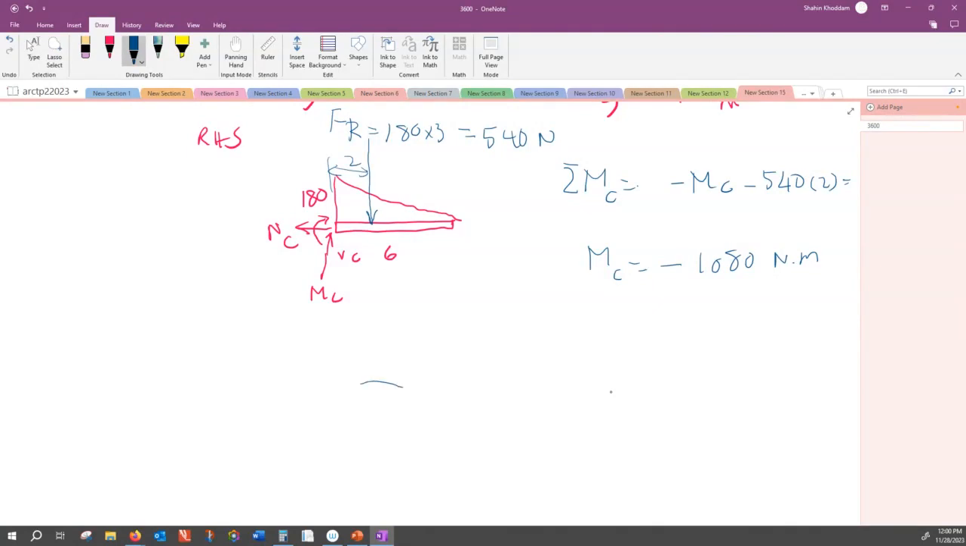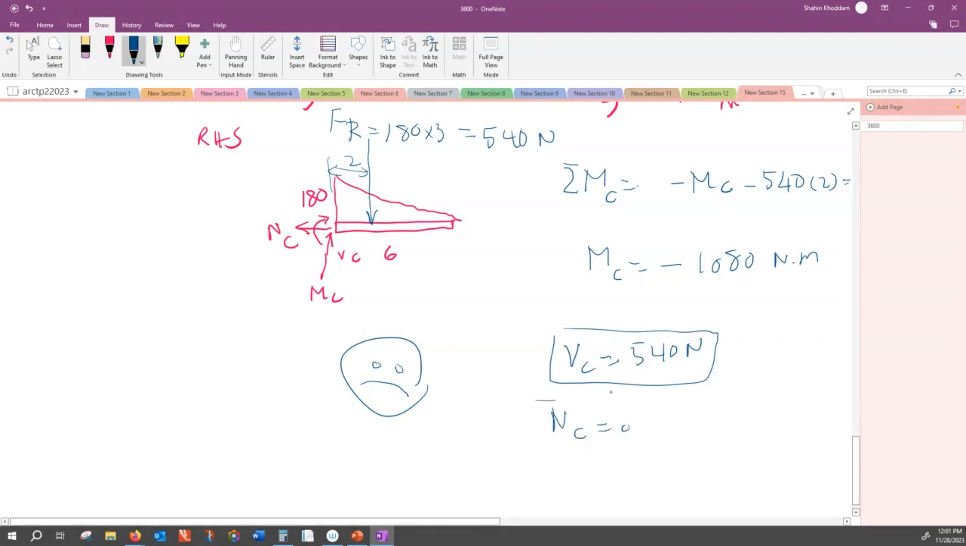And that makes sense because my beam is sad here. And then what about V of C? V of C is equal to 540 Newton. So the shear is positive, the bending is negative. And what about N of C? That is 0. Correct?